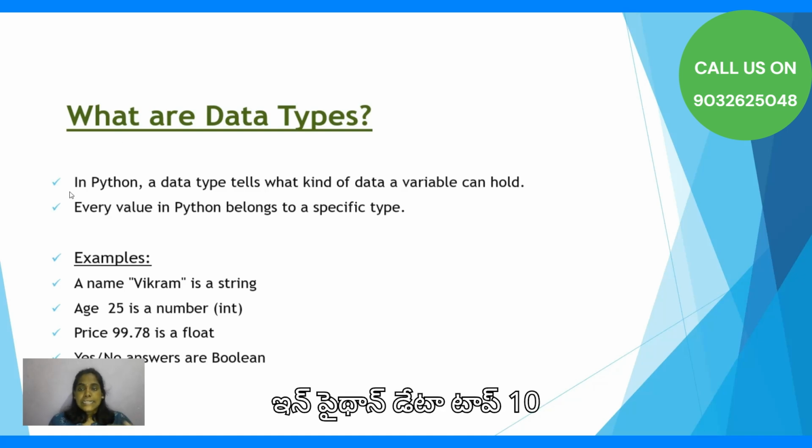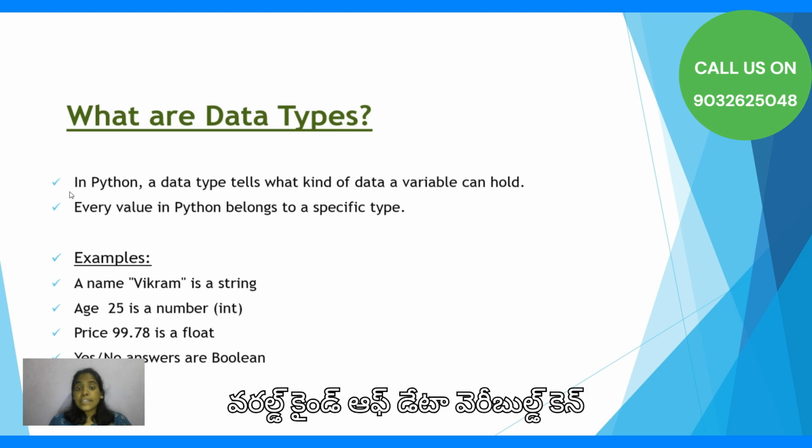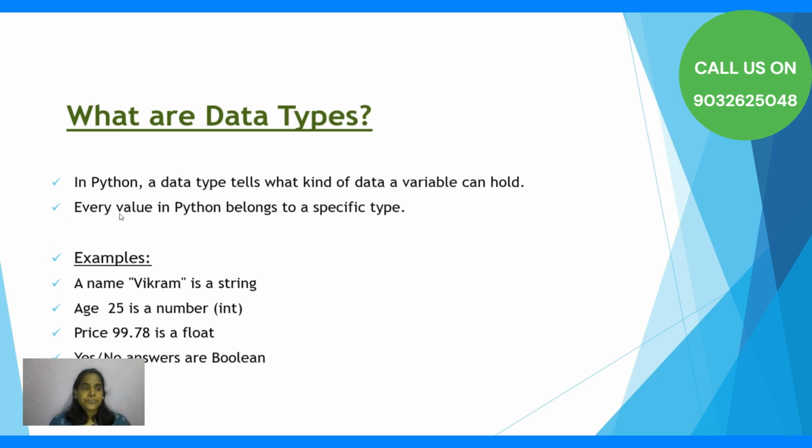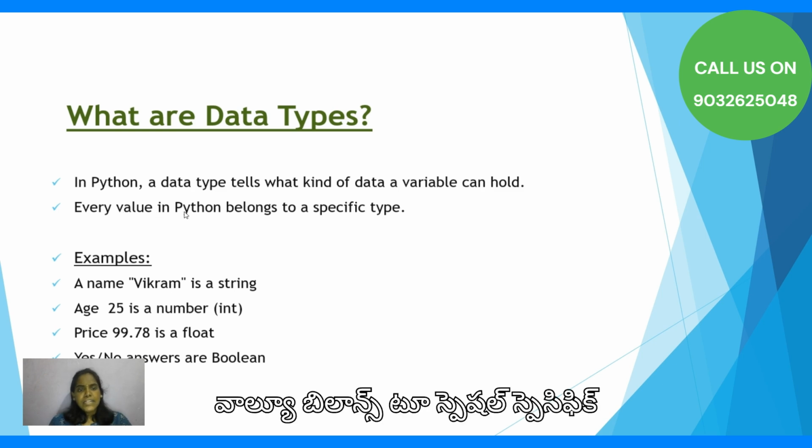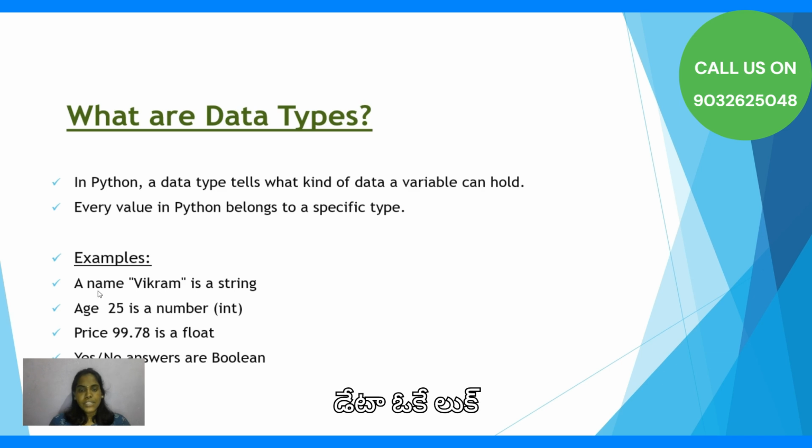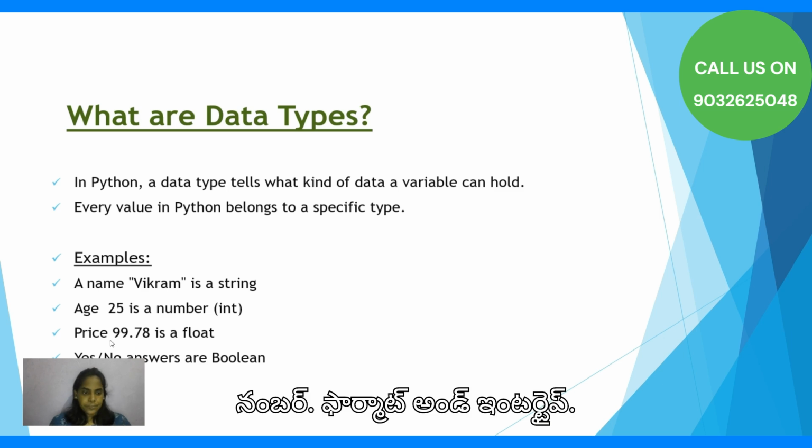In Python, a data type tells us what kind of data a variable can hold. Every value belongs to a specific data type. Look at some examples of data types. See here, the name Vikram is a string type, and age 25 is a number format, an int type.